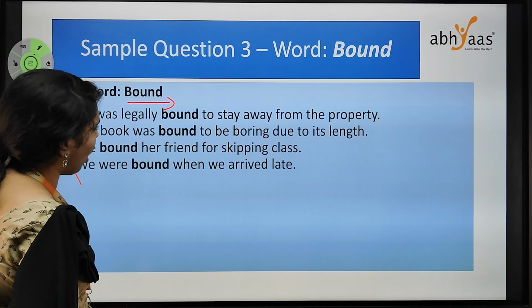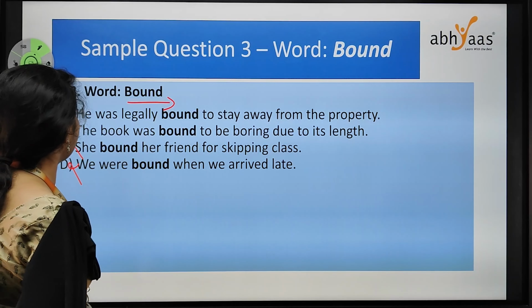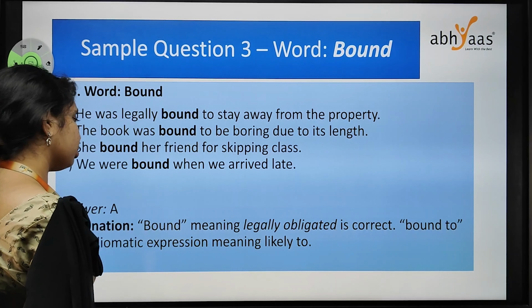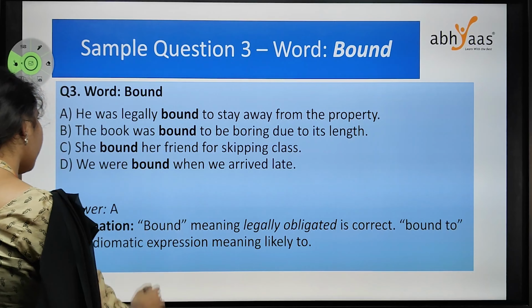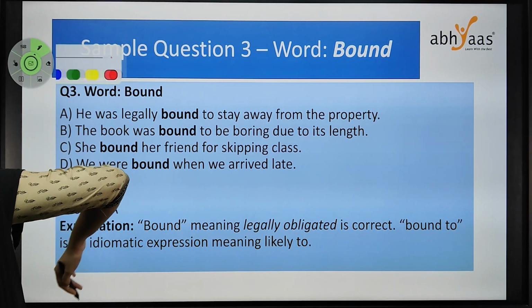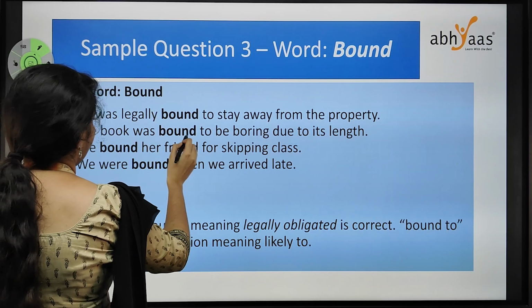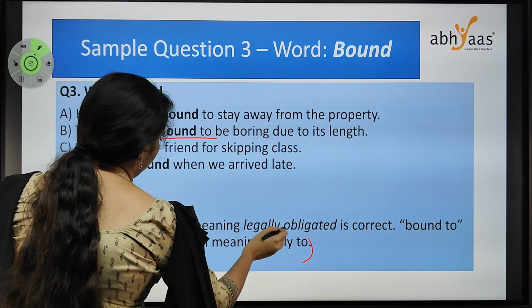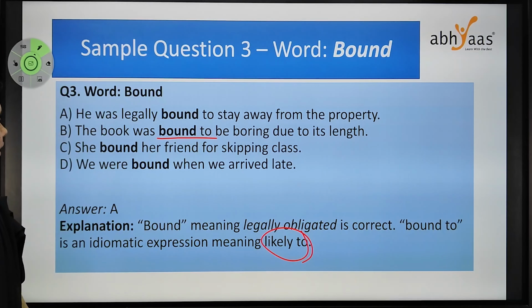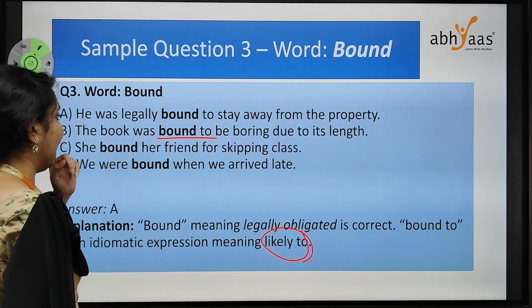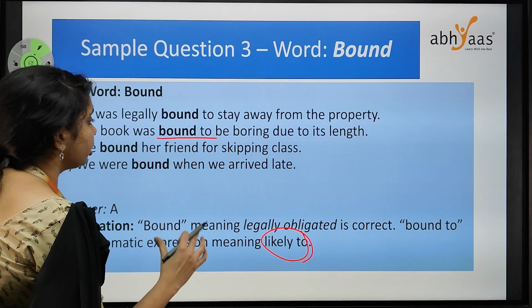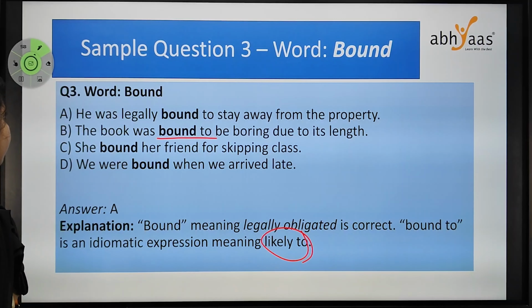The book was bound to be boring due to its length. No. Bound to, as we can see, is an idiomatic expression. It's not just a single word, it's an idiomatic expression which means likely to. Just the same logic as the previous one, even though this seems very right to listen to, it's an idiomatic expression, not a single word. Be careful about this.